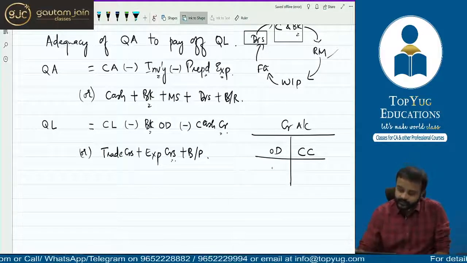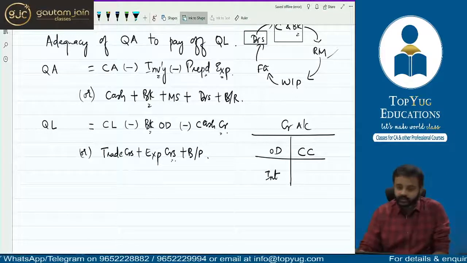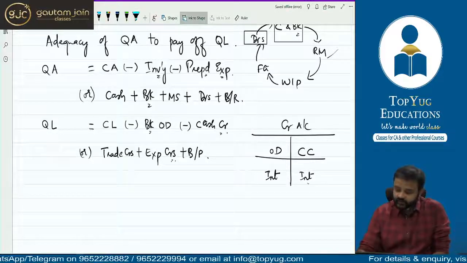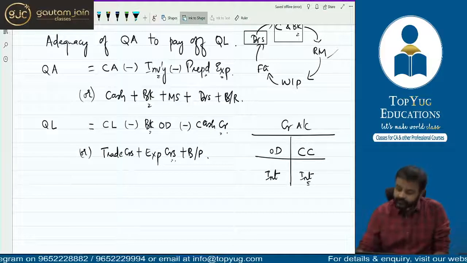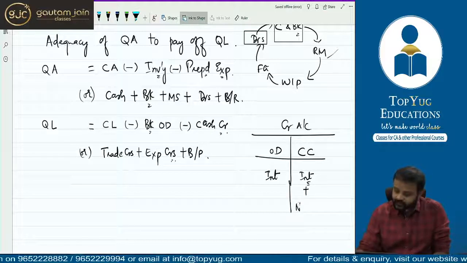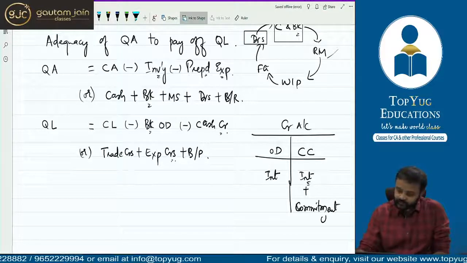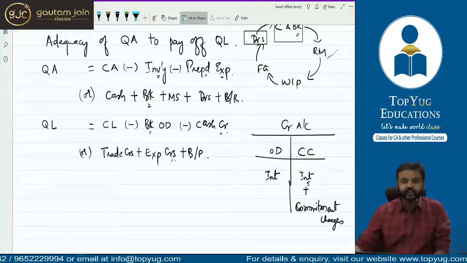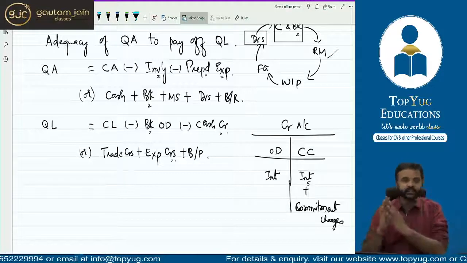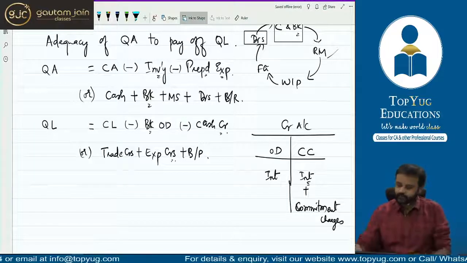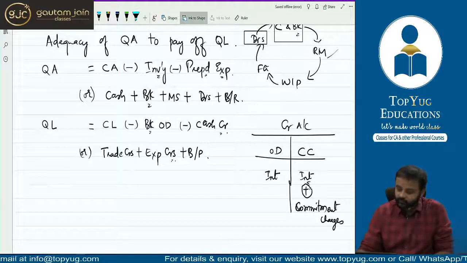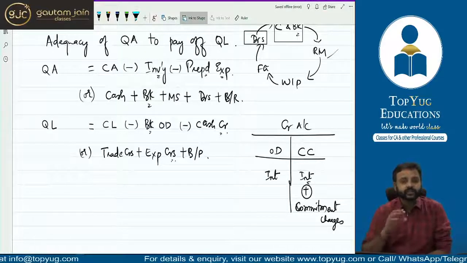In the case of OD, they will charge interest on the negative balance. Here also they will charge interest for the amount which is overdrawn. Apart from this, in case of CC, they may collect something called commitment charges. Because that regular headache is not there, they are keeping some amount for you, and if you don't use it, that's your problem.